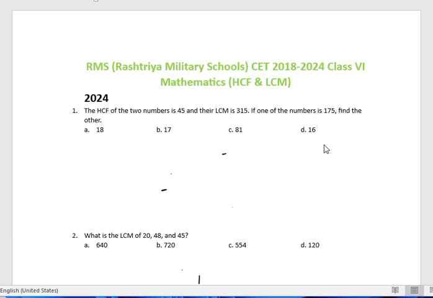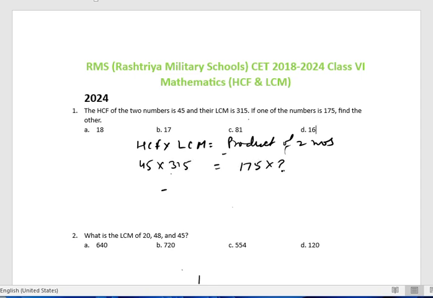The HCF of two numbers is 45 and LCM is 315. So we know the rule I told you: HCF into LCM equals product of two numbers. In this case, LCM and HCF are given and even one number is given, so we have to find out the second number. HCF is 45, LCM is 315. One number is 175 and we have to find the other number.